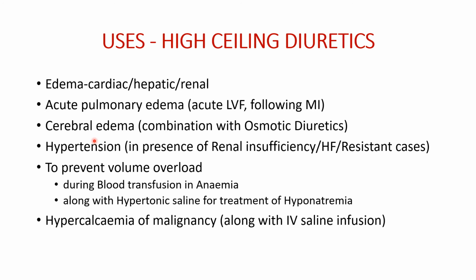In hypertension, it is used whenever there is coexistent renal insufficiency or heart failure, or in resistant cases of hypertension; loop diuretics are used. Otherwise, thiazides are the first choice of diuretic in hypertension. And to prevent volume overload during blood transfusion in anemic patients, you can use loop diuretics along with blood transfusion. And along with hypertonic saline, it is used in the treatment of hyponatremia to prevent volume overload.